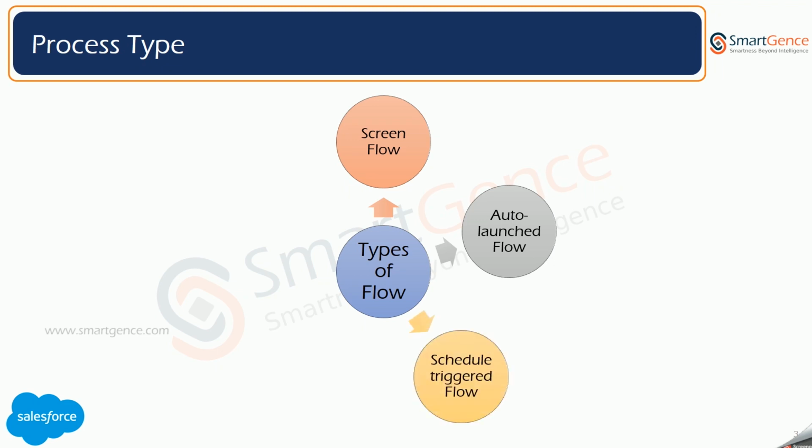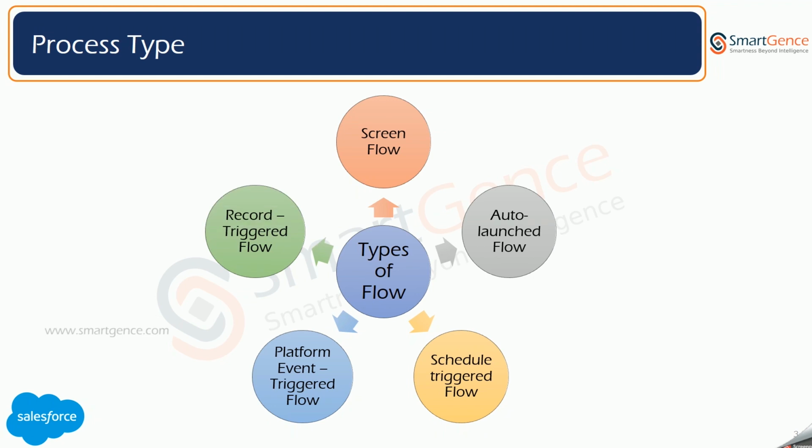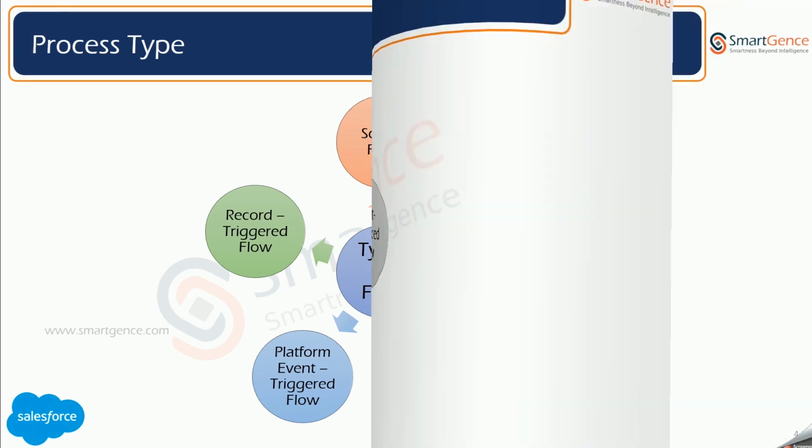And schedule triggered flow, as the name suggests, we can schedule a flow based on a time frame or based on a time interval. So that is what a schedule triggered flow is. And platform event triggered flow. Basically, we will be getting some events from external system using this platform event configuration in Salesforce. You will get to know about this later. So in case of any such events, we can trigger a flow using those events. So that is what we call platform event triggered flow. And record triggered flow, as the name suggests, in case of any record being created or edited, we can trigger a flow based on a condition. So that is what we call record triggered flow.